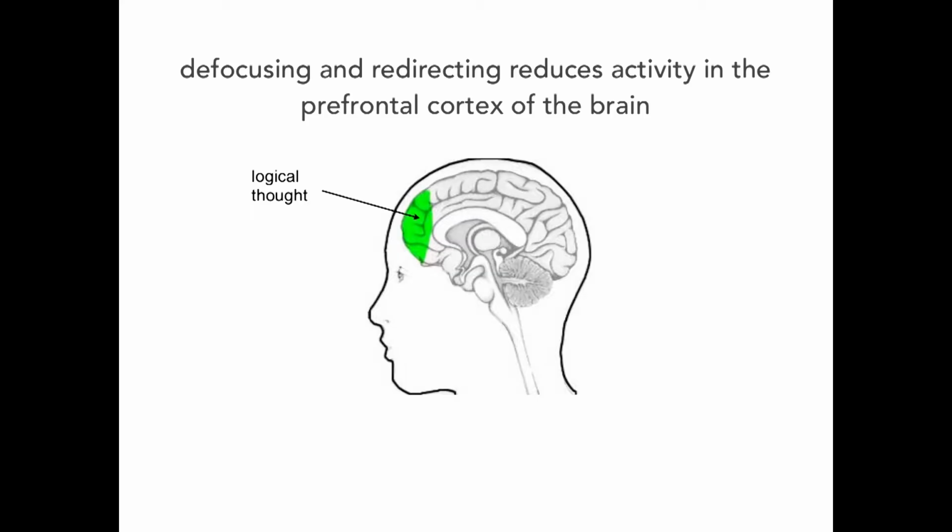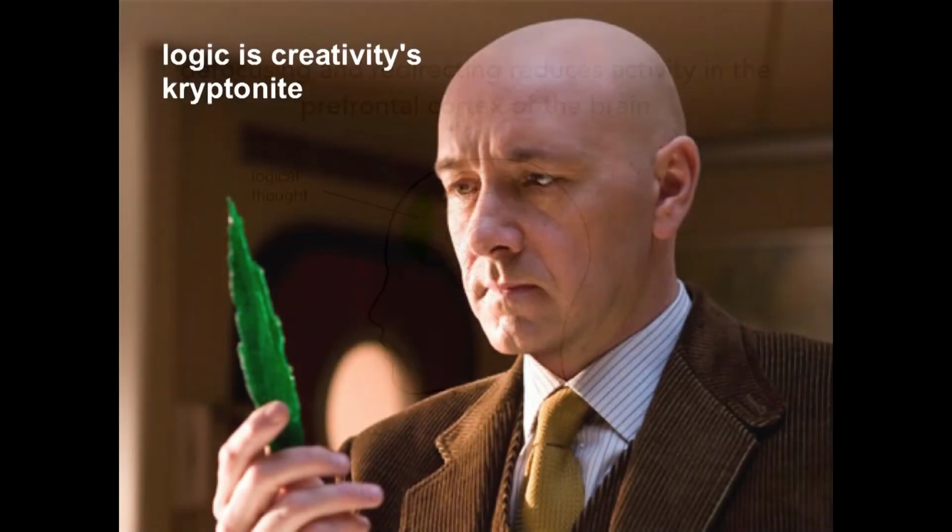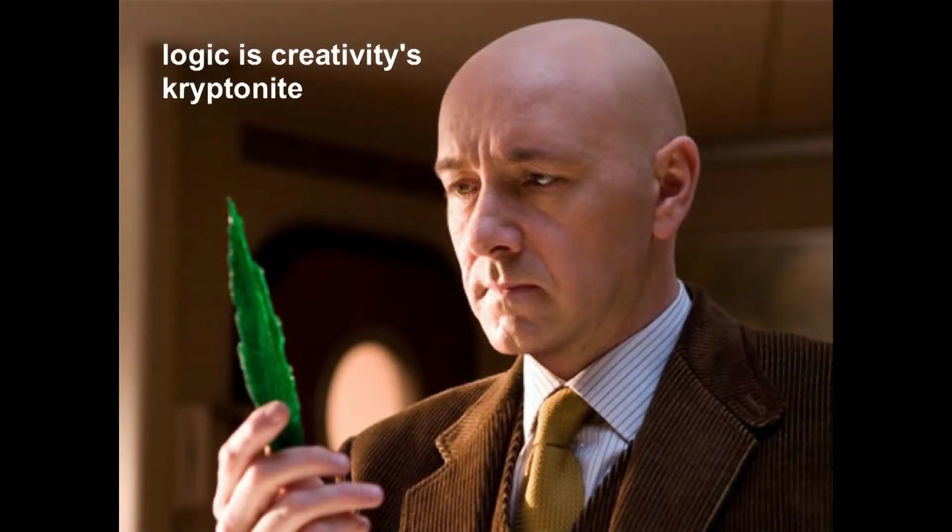And that is because doing something else, any of those little techniques that I just mentioned or the ones that you have, basically tends to refocus and redirect, and it reduces the activity in the prefrontal cortex of your brain. And that's where all the logical thought is. And it's a very small part of your brain. So by walking away, effectively, you are allowing creativity to flow. So really the best way to think about this is logic really is creativity's kryptonite.